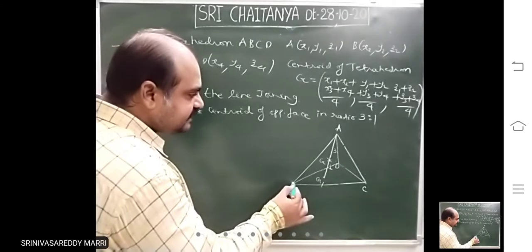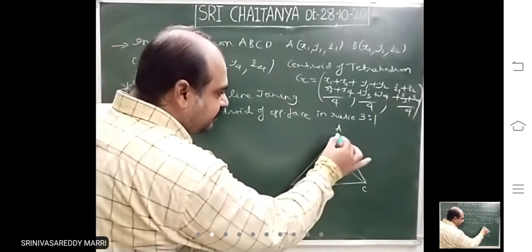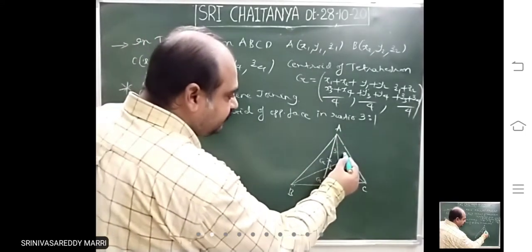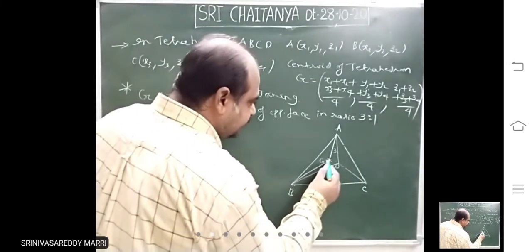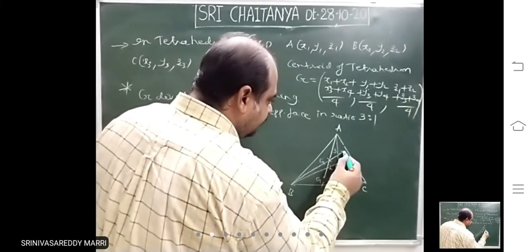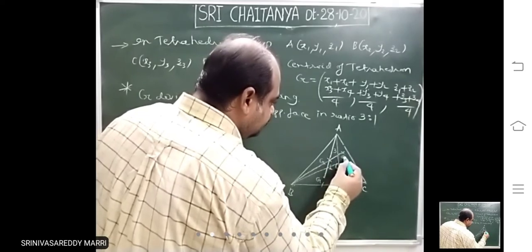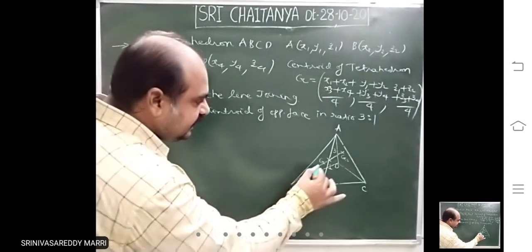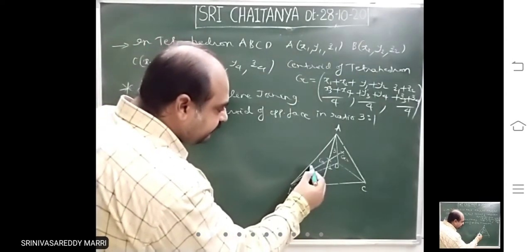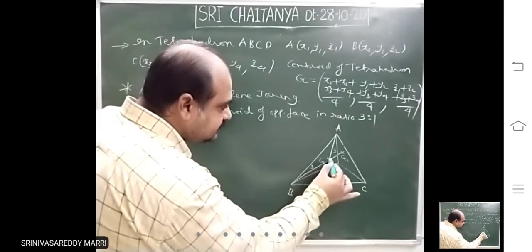Similarly, B is there. The opposite face is what? ACD. You take the centroid of that face. If you join B to that centroid, let us say G2, then G lies on that and it divides in the ratio 3 is to 1.